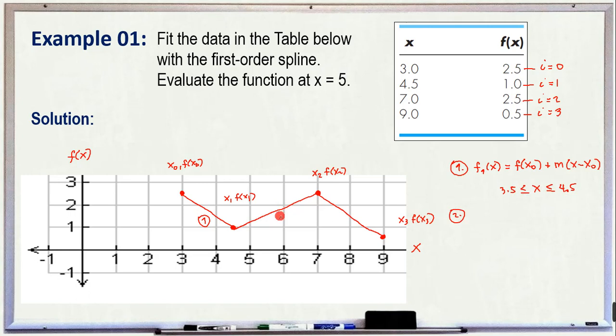Second, we have line number 2. This is f2, the second linear spline. So, kindly take down notes. This is equal to f of x1. That means the first data point towards the left. So, in line 1, the first data point towards the left is x0. In line 2, the first data point towards the left is x1, so we have f of x1 here. Okay, any questions?